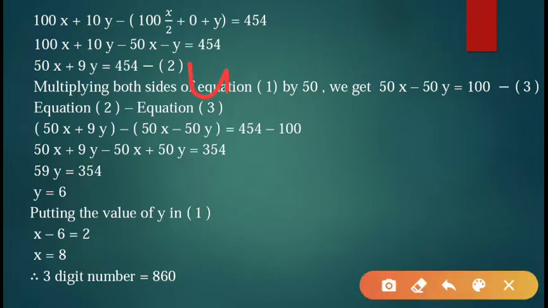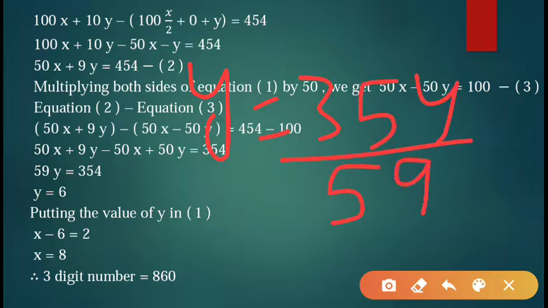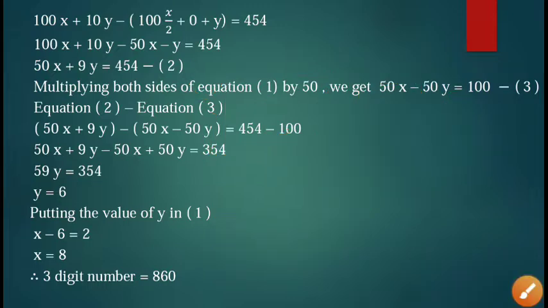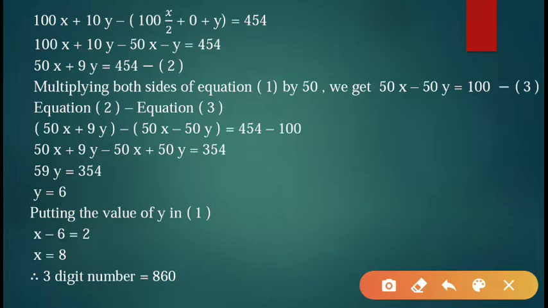Now from here y is equal to 354 upon 59. When you cancel, you will get y is equal to 6. Now if you have the value of y, put the value of y in any of the equations, you will get the value of x. So equation number 1 is easy. So I am putting the value of y in equation number 1.